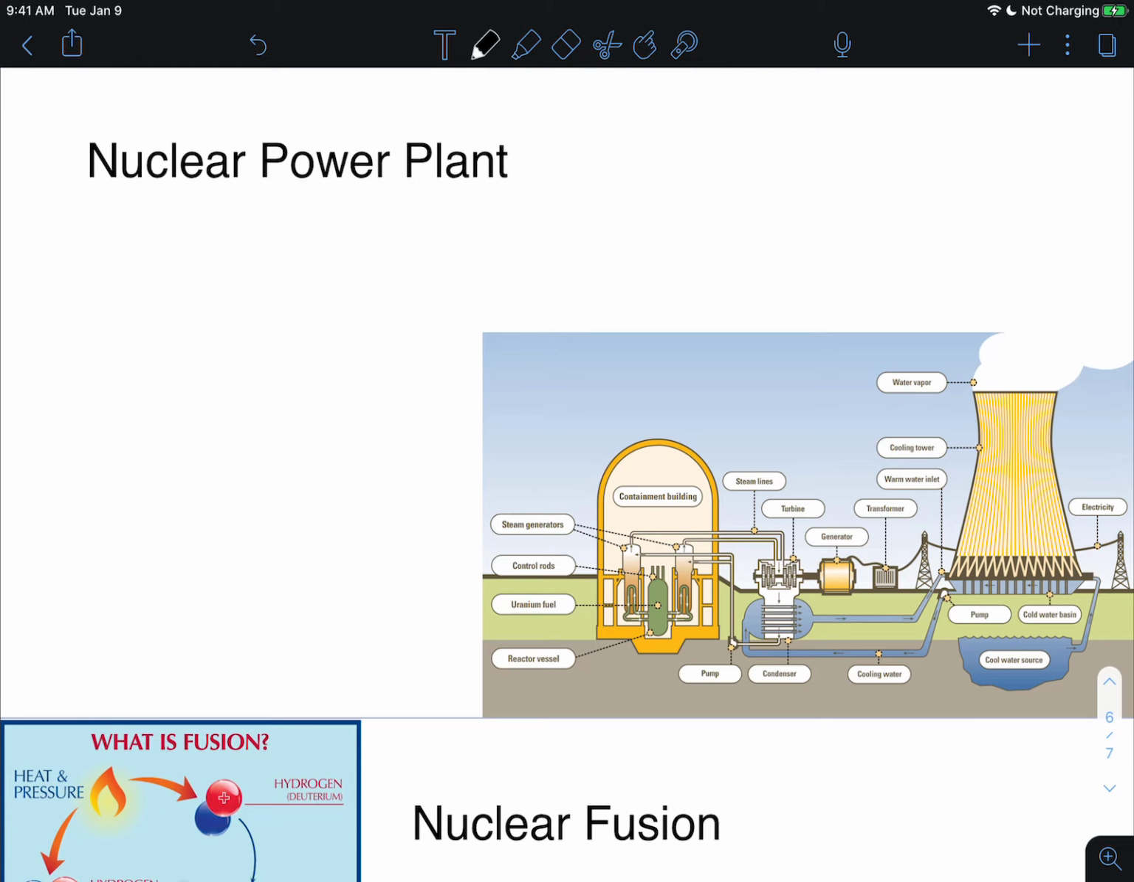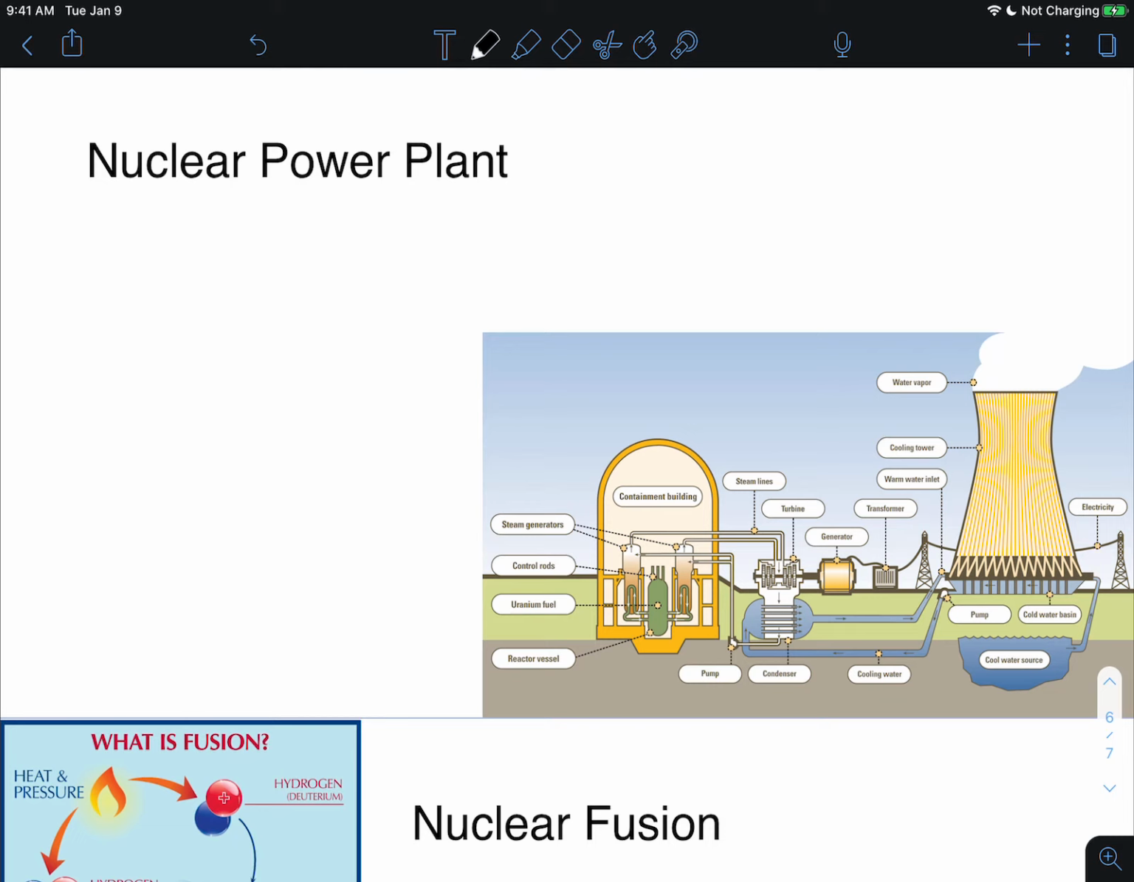Nuclear power plants harness the energy generated during the fission of uranium-235. During uranium-235 fission, it releases a lot of energy, and that energy is going to be generating heat, and that heat actually heats up water and generates steam. That steam is what actually powers the generator in a nuclear power plant.